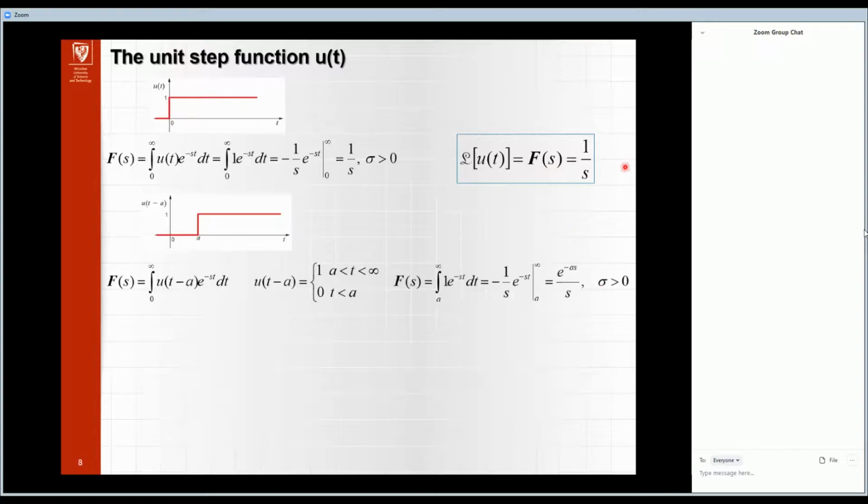So you can notice that we have here and here the same denominator, but we have here another factor, e to the power of minus as.